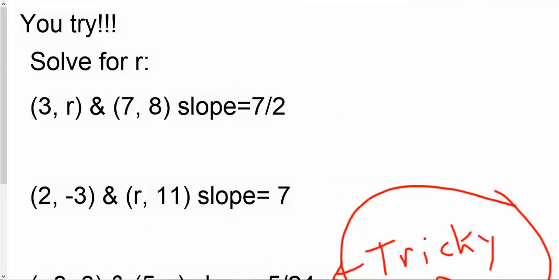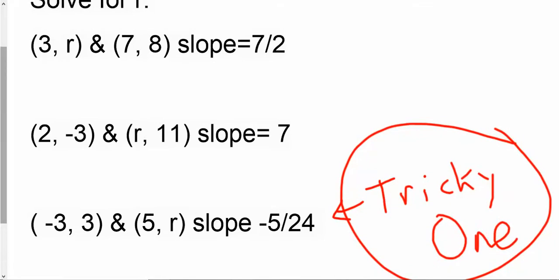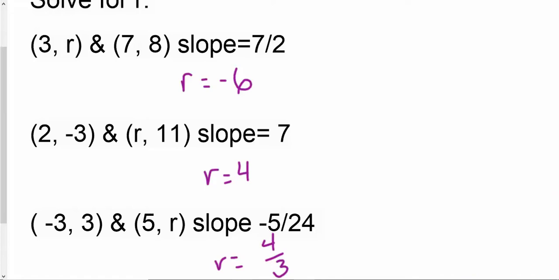Hey, try these 3 problems out. That last one's pretty tricky. I'll let you know. All right, so pause the video and see what you get. All right, I get for the first one, r is negative 6. For the second one, r is 4. And for the third one, r equals 4/3. So if you got those 3, you're done. Way to go. If you have any questions on them, stick around or fast forward till we get to your question.